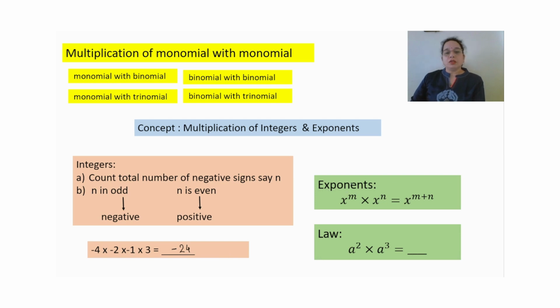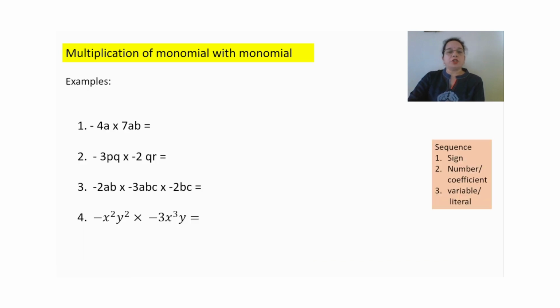Now, exponent concept, we will use a raised to the power 2 multiplied by a raised to the power 3. This is the first law. If bases are the same, and multiplication is there, we add the powers. So a raised to the power 2 plus 3 will give you a raised to the power 5. So these two concepts we will use in solving multiplication of algebraic expressions. So the first one I have started with is multiplication of monomial with monomial.